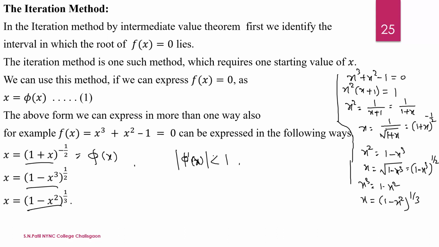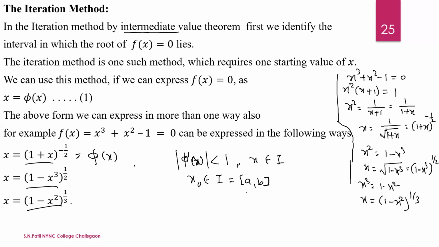After getting the value of phi dash less than 1, the next step is the first iteration. For the first iteration, we choose x naught. This x belongs to an interval, and we find this interval by using the intermediate value theorem. For all values of x in the interval, phi dash is less than 1. Now x naught is selected from this closed interval a comma b.